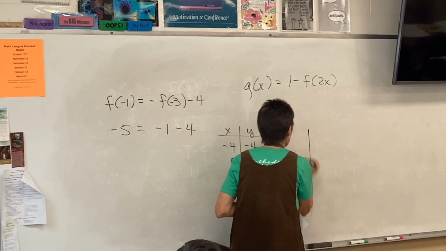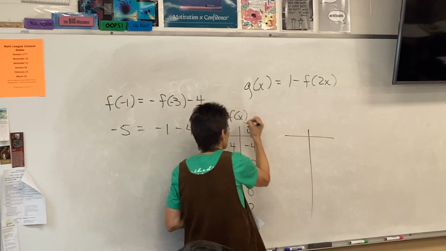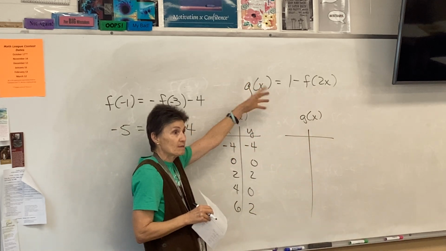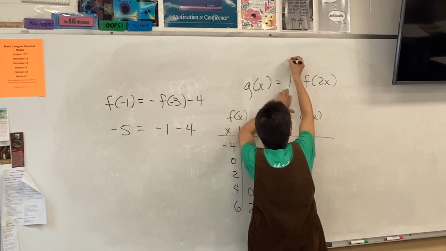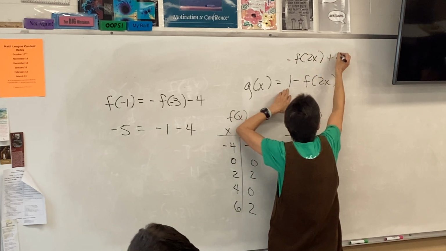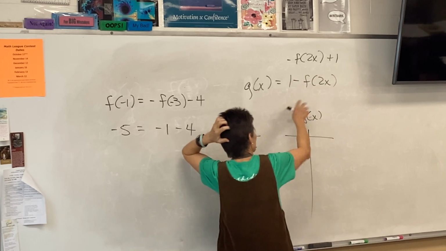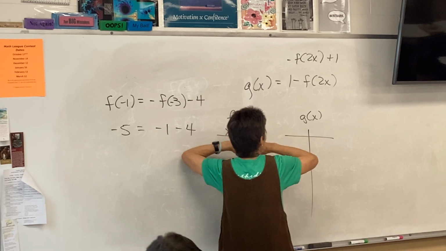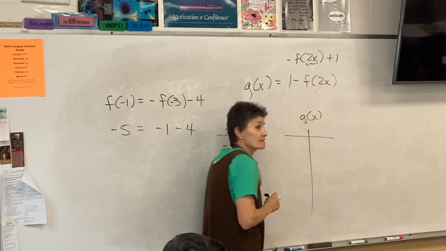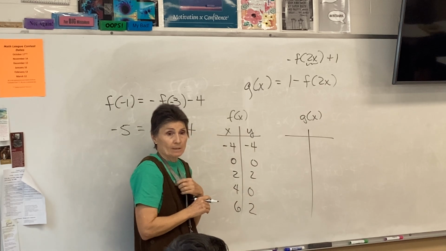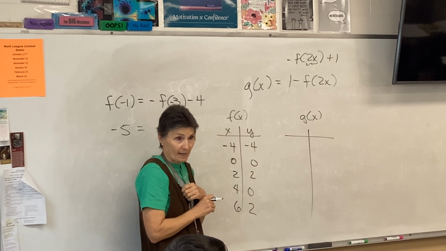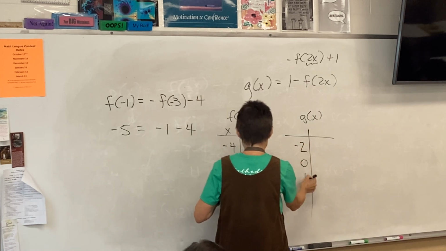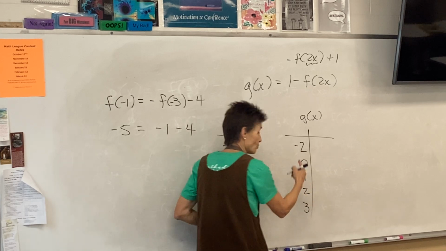Now I'm going to build my new T-chart. This is for f. Now I'm going to build it for g by doing the changes here that need to be done. So I'm going to turn this around. You can certainly leave it this way if you want. I'm going to turn it around and I'm going to talk about what's happening. What's happening to my x's? My x's are being divided by 2. So my x's are going to be negative 2, 0, 1, 2, and 3. Those are my new x's.